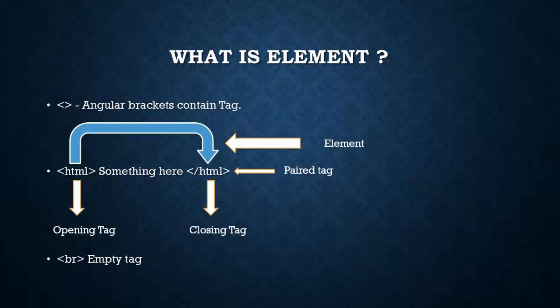As we all know, every tag is written with the help of angular brackets. A tag can be of two types. First is a pair tag and second is an empty tag. A pair tag has two parts. First is the opening tag as shown on the screen and second is the closing tag as shown on the screen. And the text is contained between the opening and closing tag.